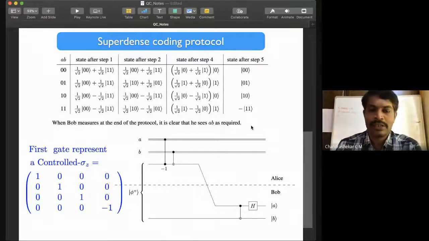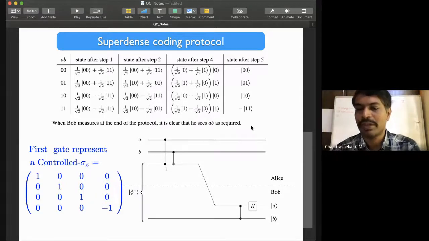Okay. So I think I will take another example now. But if there is any question up to this point, till superdense coding, it would be good. I can stop and take questions, and then we can go to another important example like this. So if anybody has a question, please unmute your microphone and then ask me.